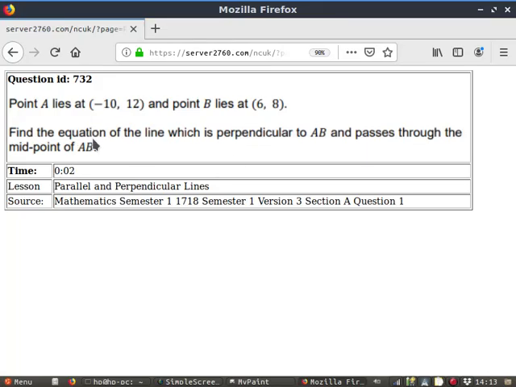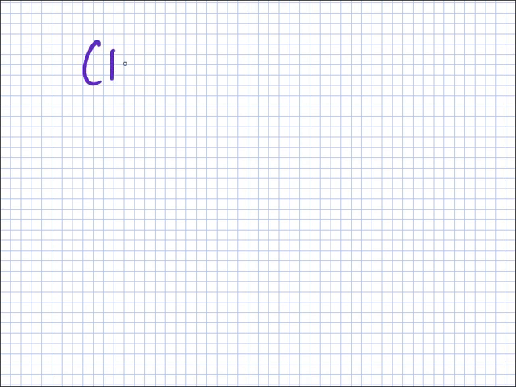So the first thing we have to do is what? What should we do first? Yeah, you could find the slope, or you could find the midpoint. It doesn't really matter, does it? But did most people get the slope first? Yeah, most people got the slope first.